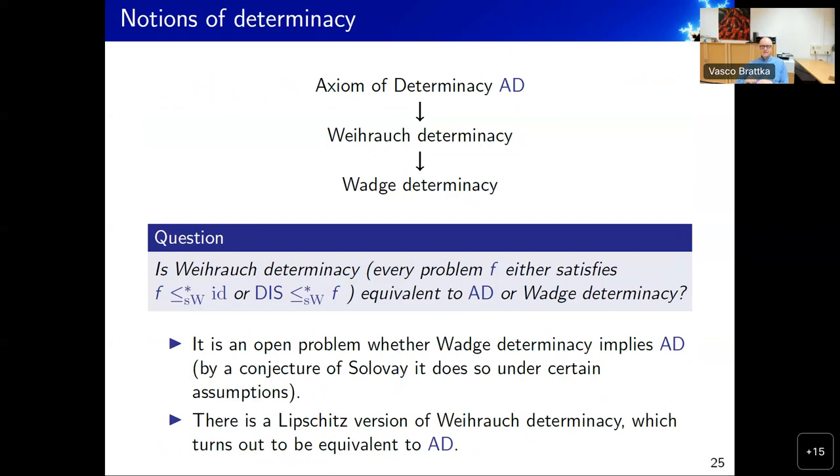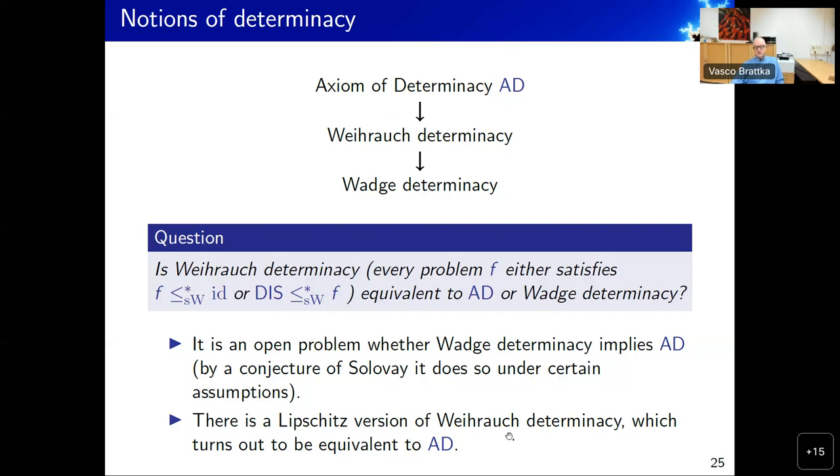For those of you who are interested in determinacy questions, I have one question here, perhaps you can answer it. We can introduce the concept of weak determinacy, which just means that every problem F satisfies that it's either below the identity or the discontinuity problem is reducible to it. And from the results that we have, it follows that this property sits somewhere in between the axiom of determinacy and wedge determinacy. And so it's an obvious question whether it is perhaps equivalent to the axiom of determinacy or equivalent to wedge determinacy. As far as I know, correct me if I'm wrong, but it's an open problem whether wedge determinacy is equivalent to the axiom of determinacy. So if that would be the case, then of course this would also answer my question here.